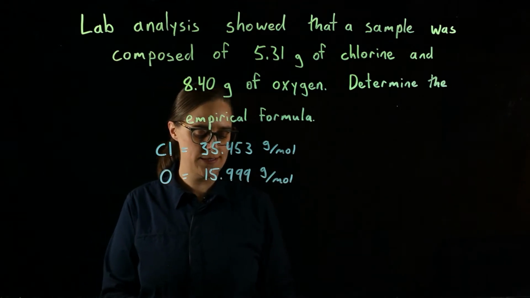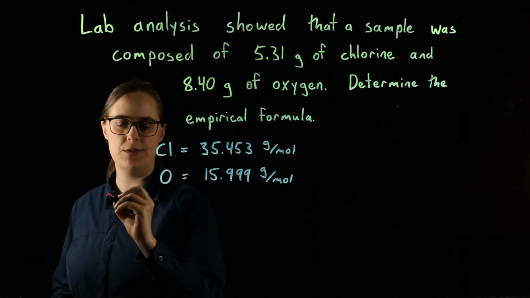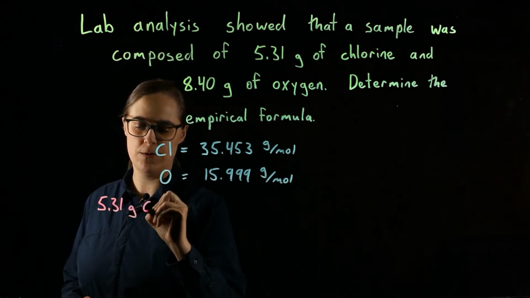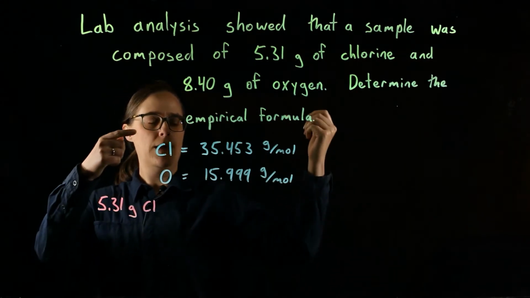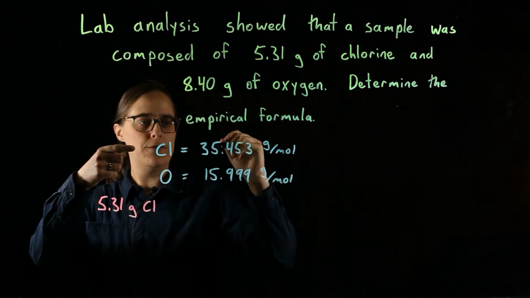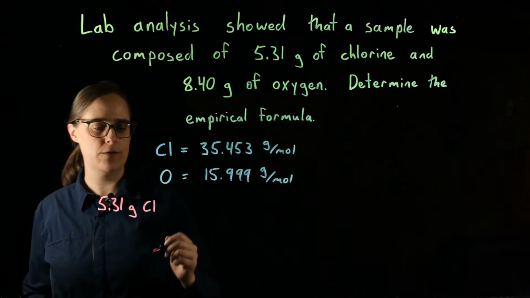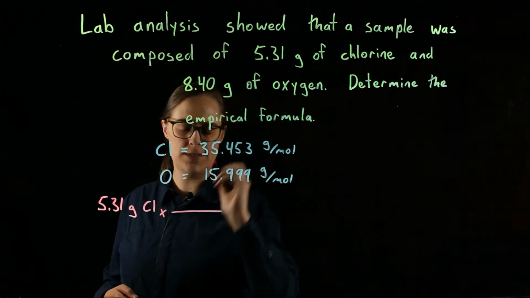I'm going to need to use these masses to first convert these grams into moles. Mole is a quantity of atoms. So let's take our 5.31 grams of chlorine. I want to convert this into moles of chlorine. And I know that there are 35.453 grams in 1 mole of chlorine. I am going to need to divide by this molar mass.